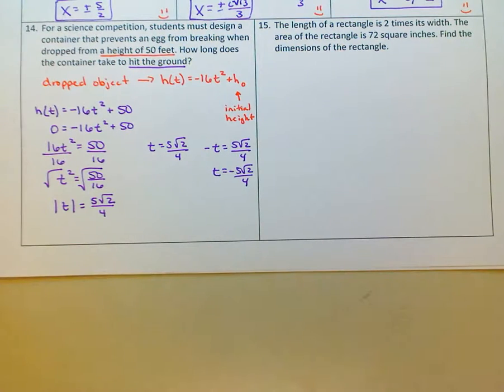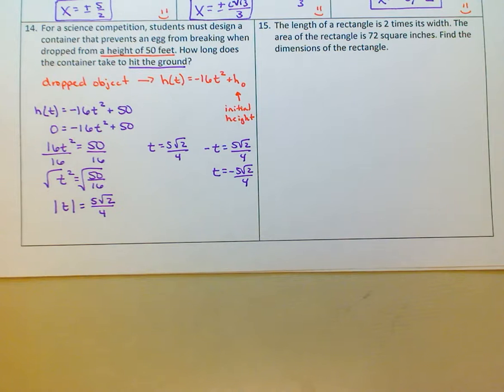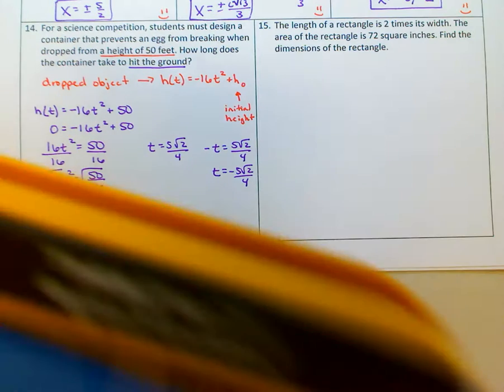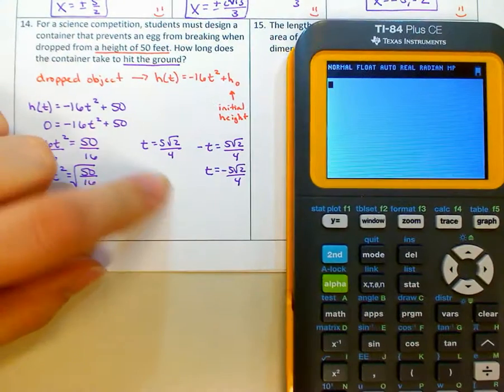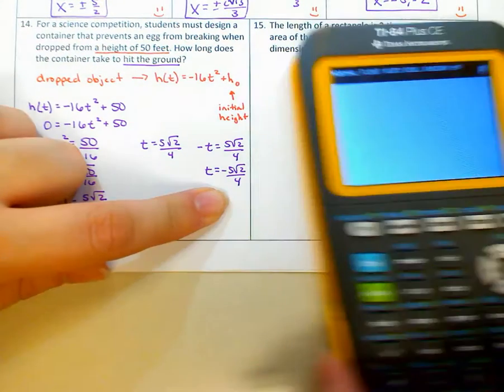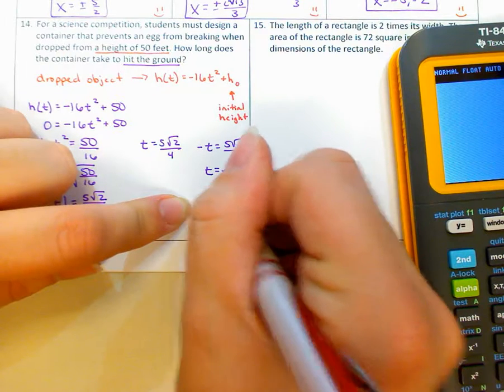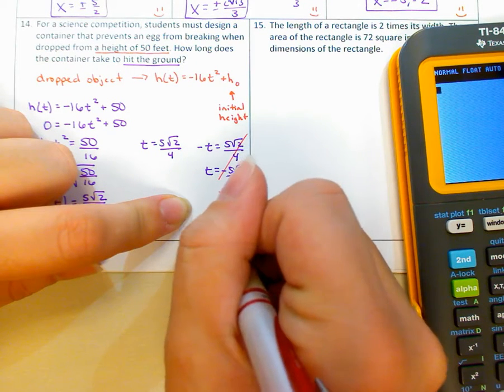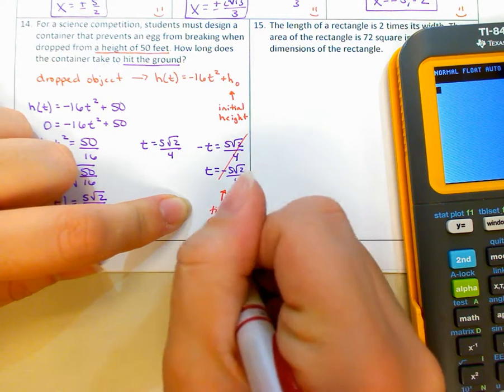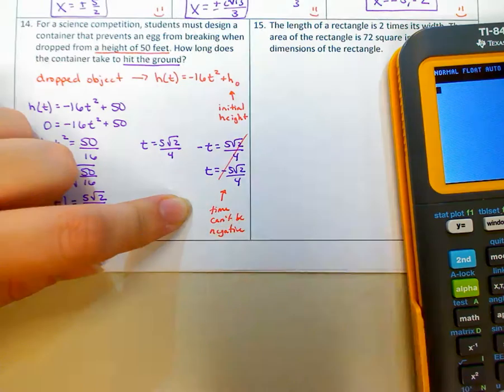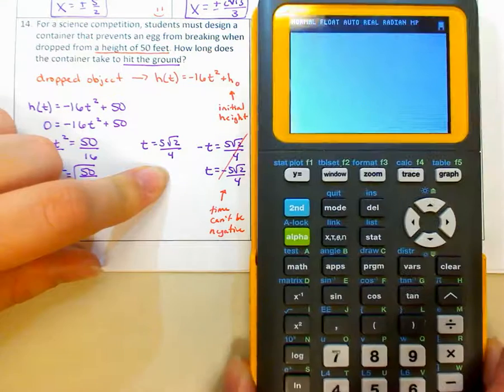Now let's think about this. We're talking about time, and I don't know about you, but I don't usually talk about time in terms of square roots. So in this case, it would be more useful to have a decimal. So if I get my handy dandy calculator here, well, that's going to be negative time. So I'm not even going to waste my time working with that one because time can't be negative.